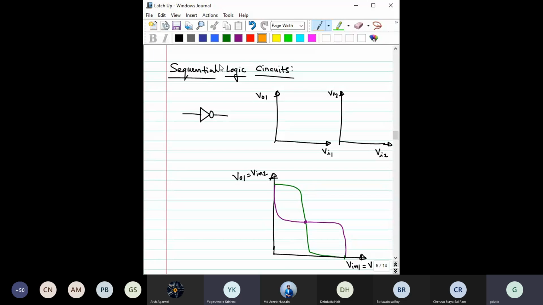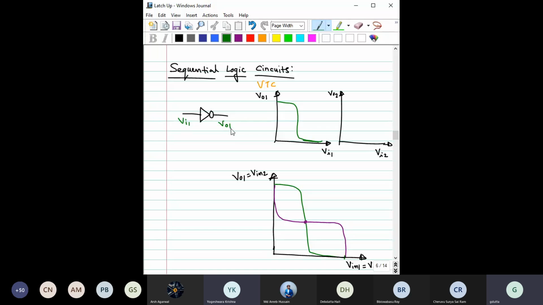But again, the building block is the inverter. So let us again start from the inverter. This is a normal inverter, say implemented using CMOS. We have discussed it, so there should not be any doubt. If I now ask you to plot its VTC, you should be able to plot it within a few seconds. The VTC should be like this. Here it is V input 1 and here it is V output 1.